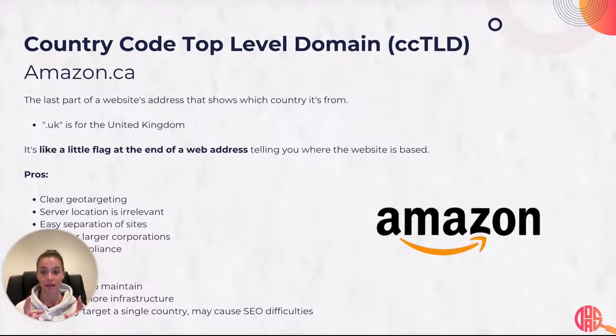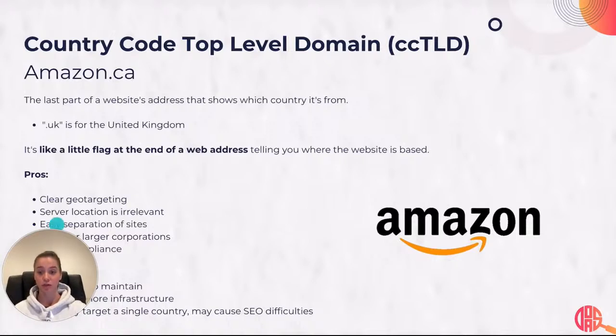If we analyze this a little bit deeper, you've got the country code top-level domain, so a ccTLD, and as I mentioned, the example of this is amazon.ca. This is just the part of a website address that shows where the country is from and the country that you're trying to target. So .uk is for the United Kingdom, for example. It is essentially a little flag at the end of a web address to tell you where the website is based. It's got lots of pros, but whenever there's a pro, there's a con.